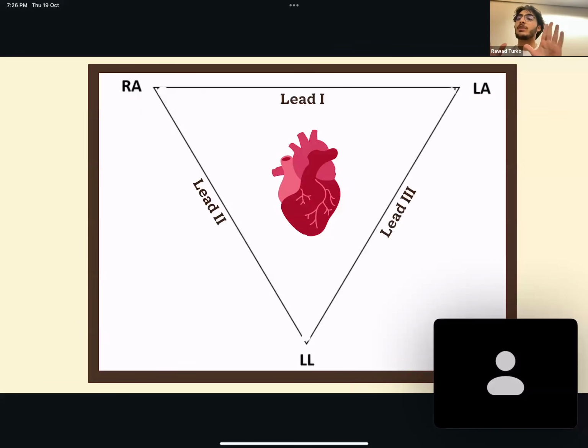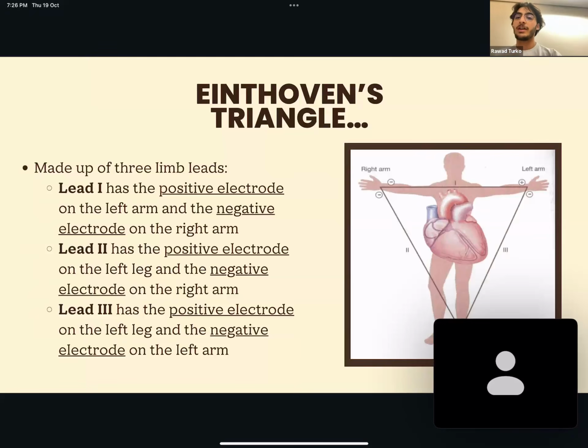Now we're looking at Einthoven's triangle. The main thing about the leads in Einthoven's triangle is that we have two electrodes. Lead 1 has two electrodes, one positive and one negative. Lead 2, one positive and one negative. Lead 3, one positive and one negative. We're just placing them in different parts of the body, and thus we're getting a different view of the heart. But they all still use two electrodes only.